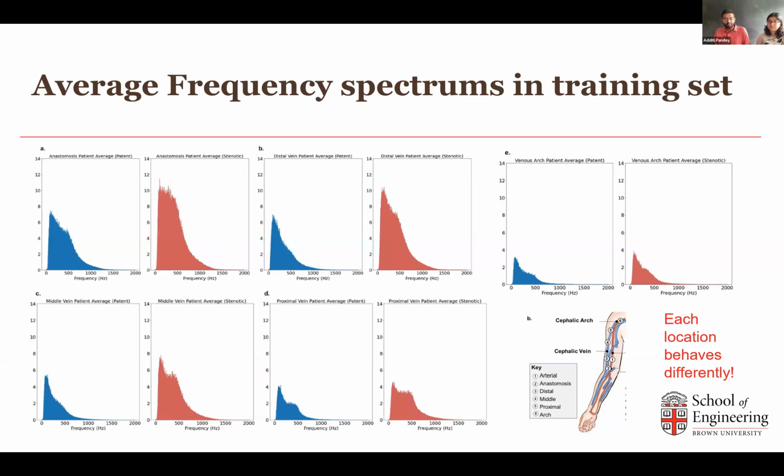That's one thing, and this also gives some intuition that we should model each location separately when you want to predict the behavior, or when you want to classify whether a location along the AVF is stenotic or patent.